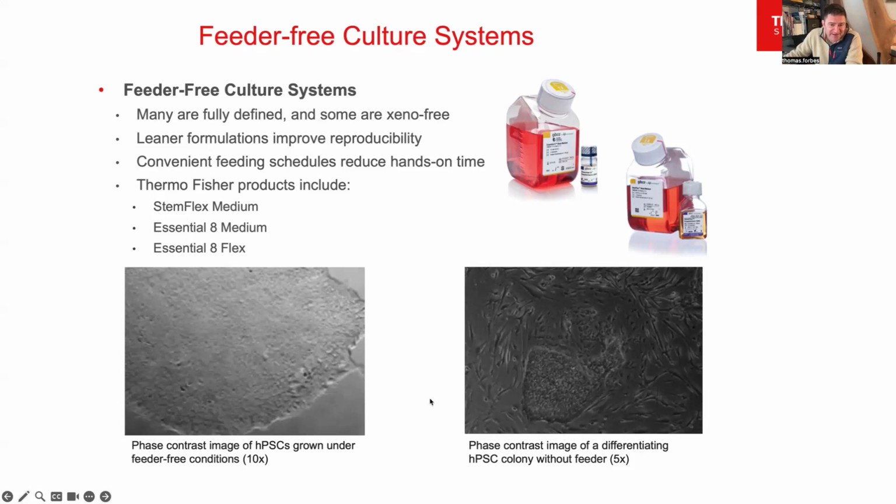I put a couple of pictures down here on the bottom of PSCs grown under feeder-free conditions. On the left here are human episomal hPSCs grown on Geltrex plates in Essential 8 media. And then on the right here, we have cells grown under the same conditions, although at 5x magnification instead of 10x. You can see here that part of the colony remains intact, while another part shows these kind of loosely arranged flatter cells, which is often indicative of differentiation.